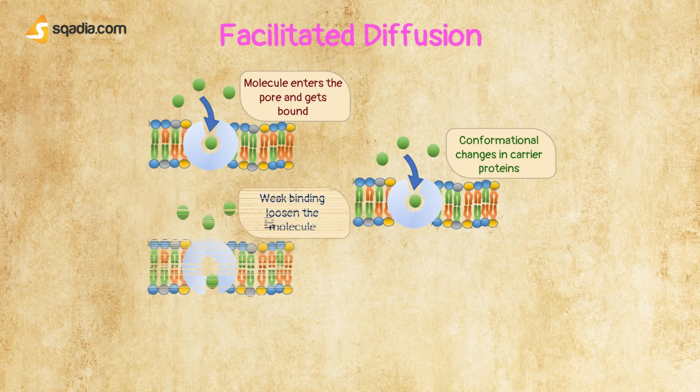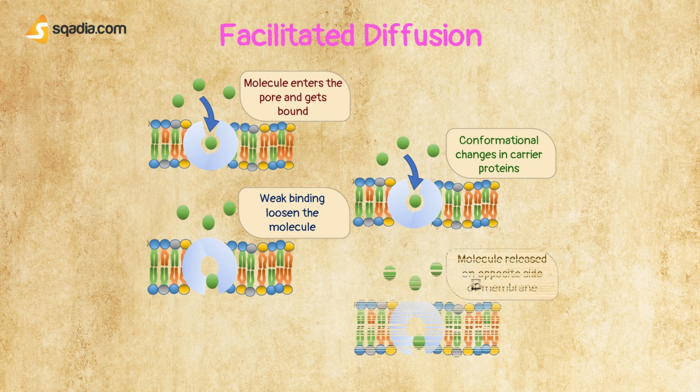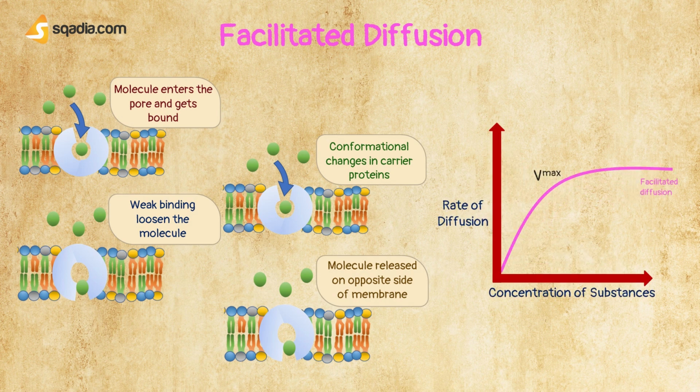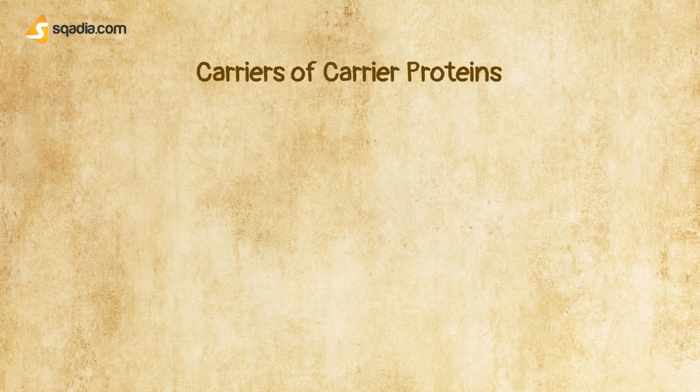Because the binding force of the receptor is weak, the thermal motion of the attached molecule causes it to break away and be released on the opposite side of the membrane. Now this passage is so narrow that only some molecules can pass through it. And that is why the graph shown remained constant at a certain point. There are several types of security guards facilitating this diffusion.